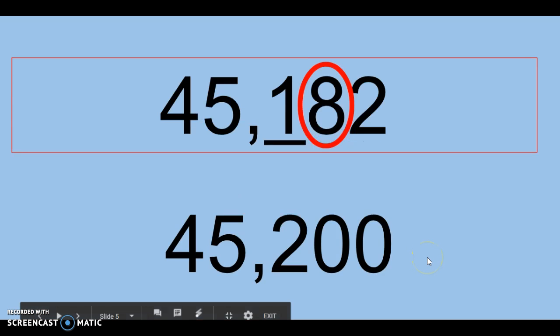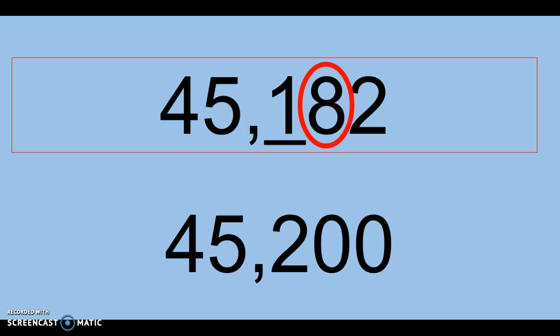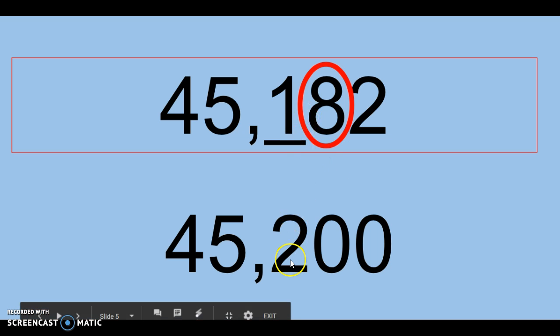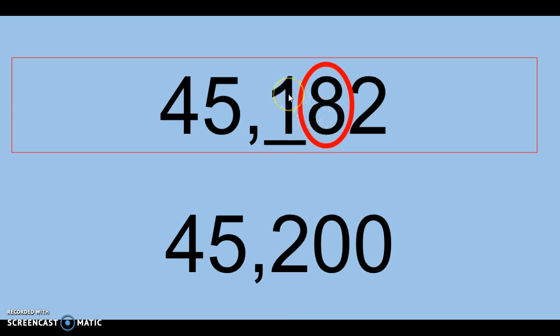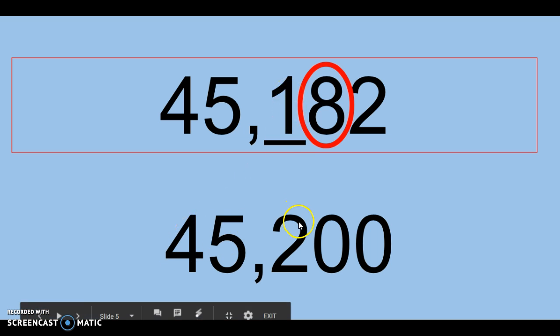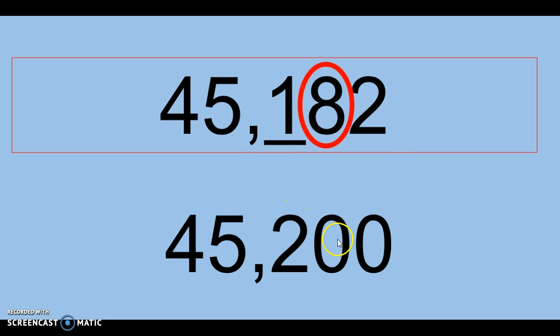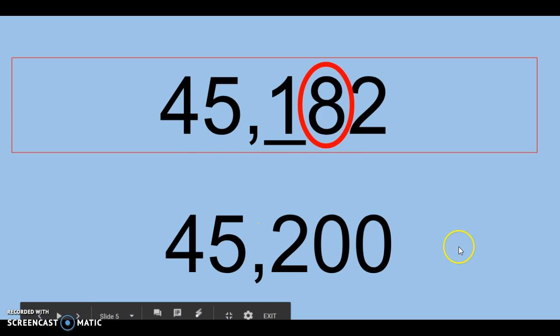So in this case, we have 8, which is 5 or greater, so it's going to tell the 1 to go up. And so the 1 will become a 2. Everything in front of the number you're rounding to stays the same. Everything behind goes to 0. So the 8 told the 1 to go up. We keep the 4, the 5. The 1 becomes a 2, and everything else becomes 0. And now we've rounded to the nearest hundreds place.